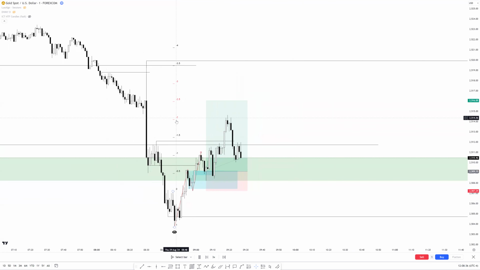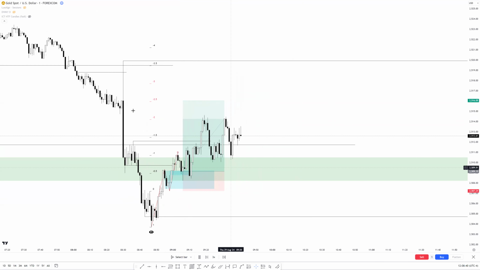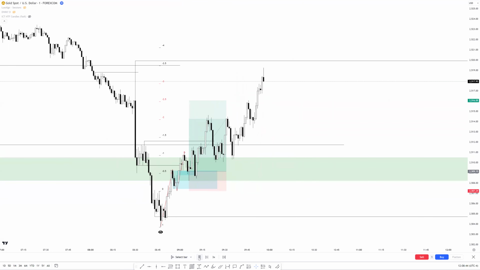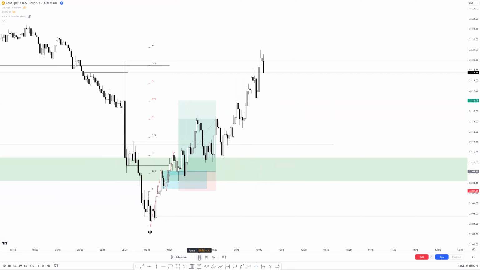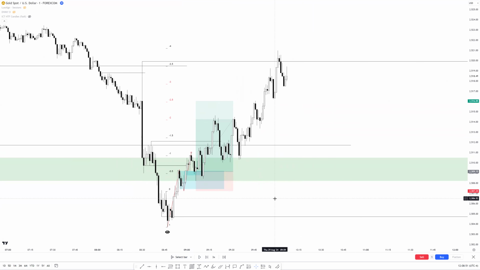And look at these standard deviations. You can see retracements or reversals from these key levels. So nice. That's all about today's video.